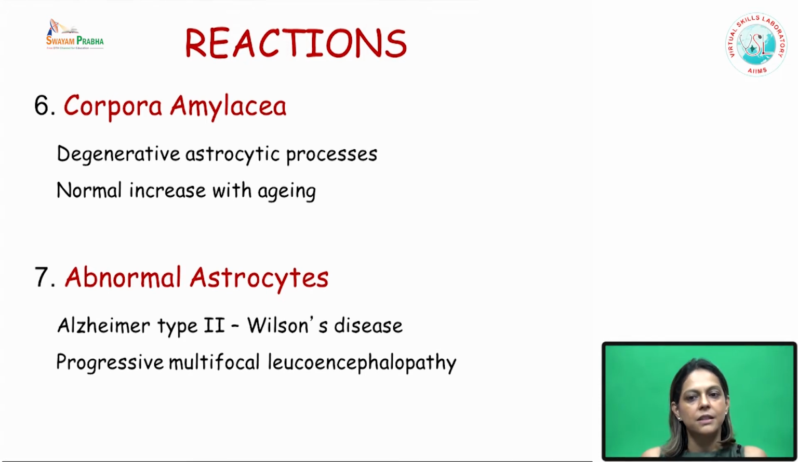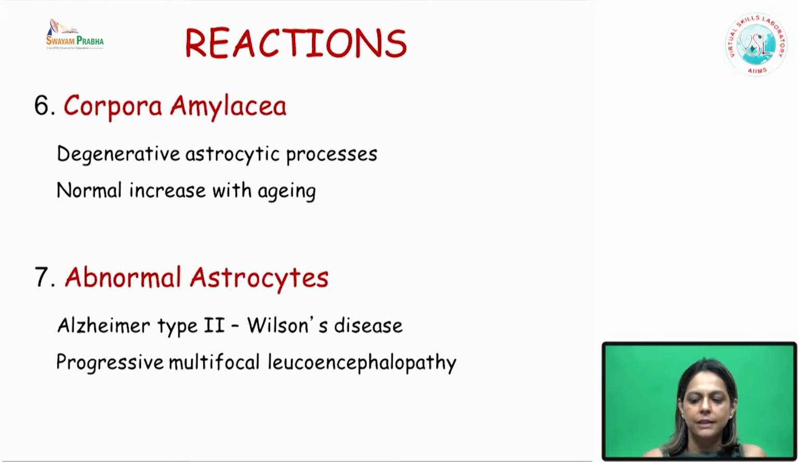So this covers what are the reactions of astrocytes to injury. Okay, in the form of loss, in the form of hypertrophy and hyperplasia, okay, in the form of presence of intranuclear inclusions, then in the form of corpora amylacea, abnormal size of the astrocytes.